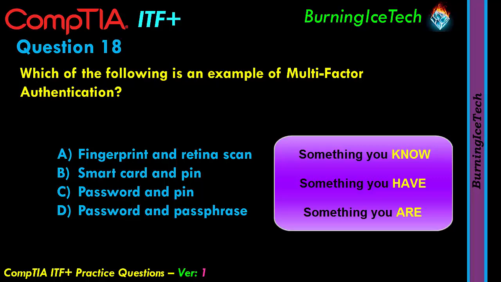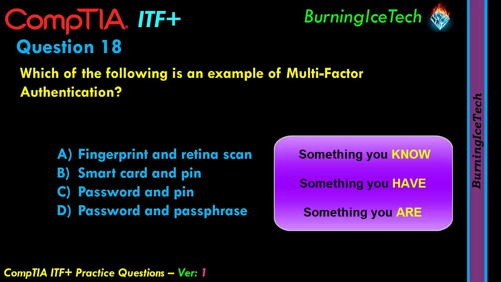Has to be two different categories. So looking at the four available answers in front of us, folks, which of these has got more than one thing that's being asked, and out of those two things or more that's being asked, that they are in different categories? Looking at answer A, a fingerprint and a retina scan. Is that multi-factor? No. Both of those is something that you are. Both of them is the same category.